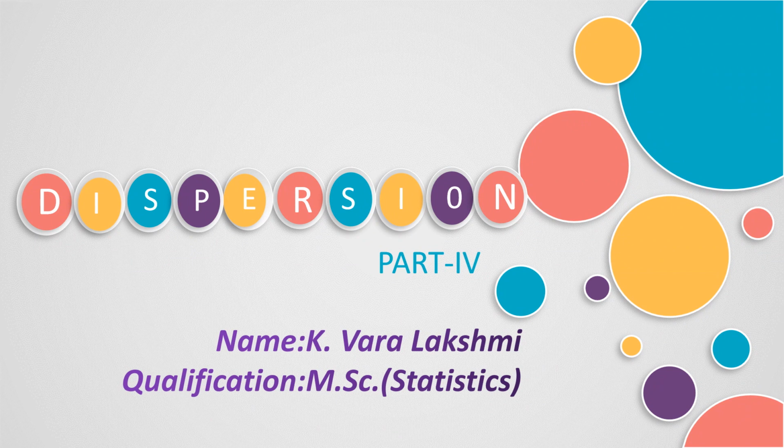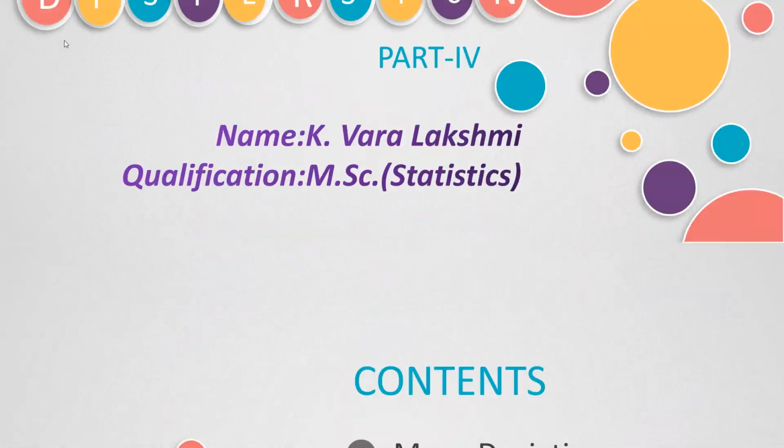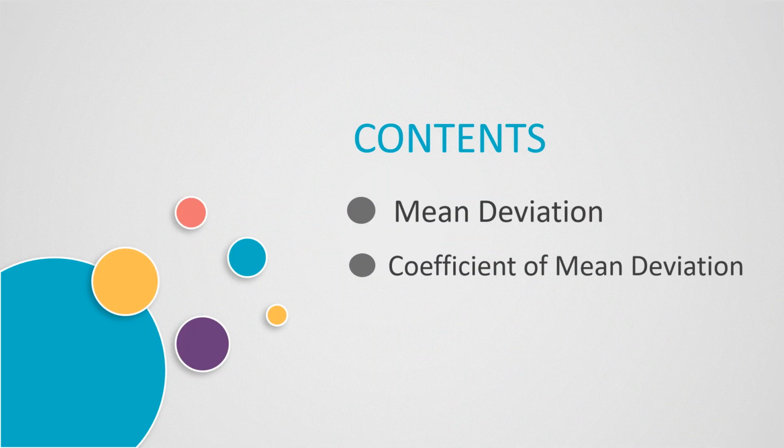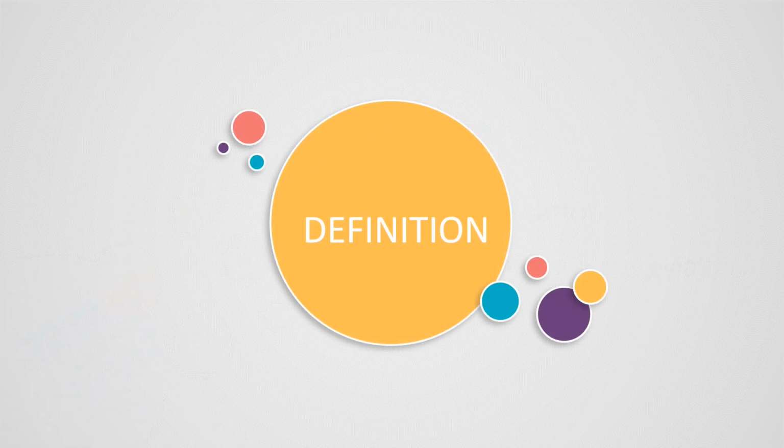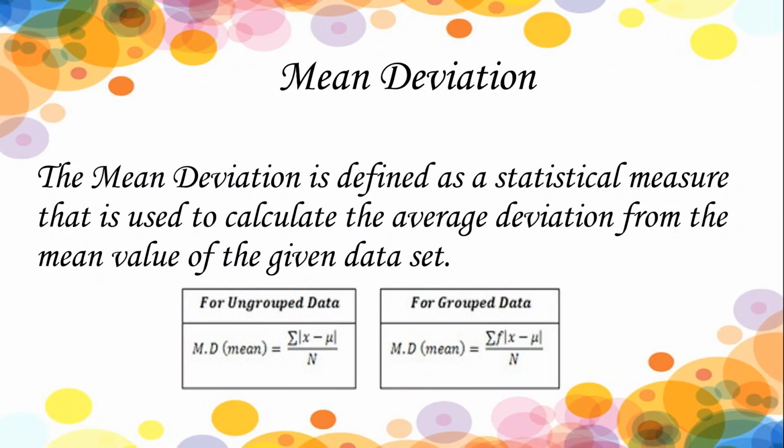The last video covered the topics quartile deviation and coefficient of quartile deviation. In this video we are going to cover mean deviation and coefficient of mean deviation. Let's begin with its definition. The mean deviation is defined as a statistical measure that is used to calculate the average deviation from the mean value of the given data set.